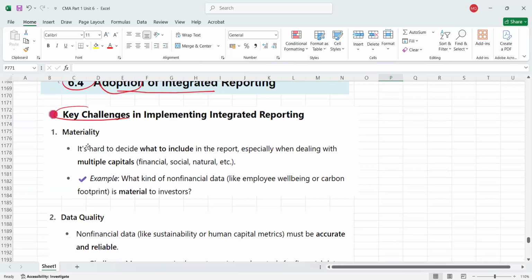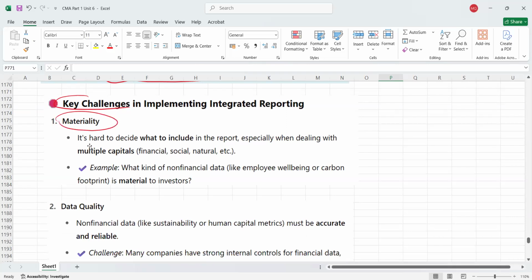So the first key challenge is materiality. Materiality means, again guys, I told you, important information. Definitely it is very difficult for the organization to decide what to include and what not to include, right? Especially when you are dealing with multiple capitals: financial capital, social capital, natural capital, intellectual capital, manufactured capital, human capital. So what to include and what not to include, it's really hard to decide, right?